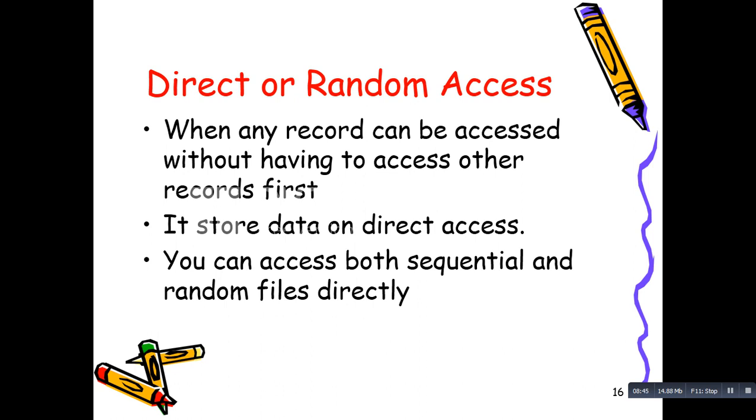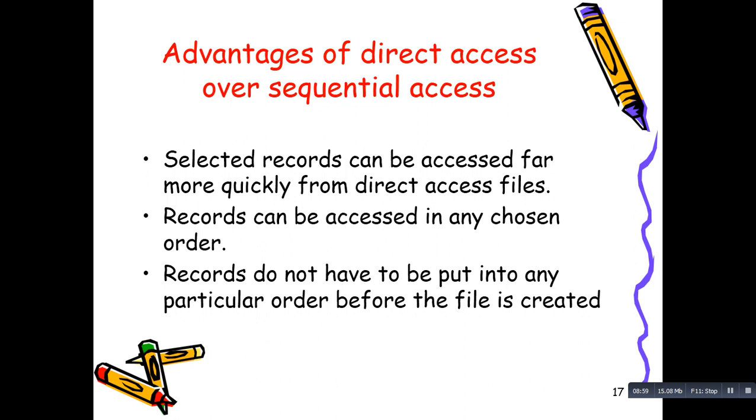Now after that, direct access: nowadays we are using hard disks, which are direct access. Advantages of direct access over sequential access: a selected record can be accessed far more quickly from direct access files. Records can be accessed in any chosen order. Records do not have to be put into any particular order before the file is created.